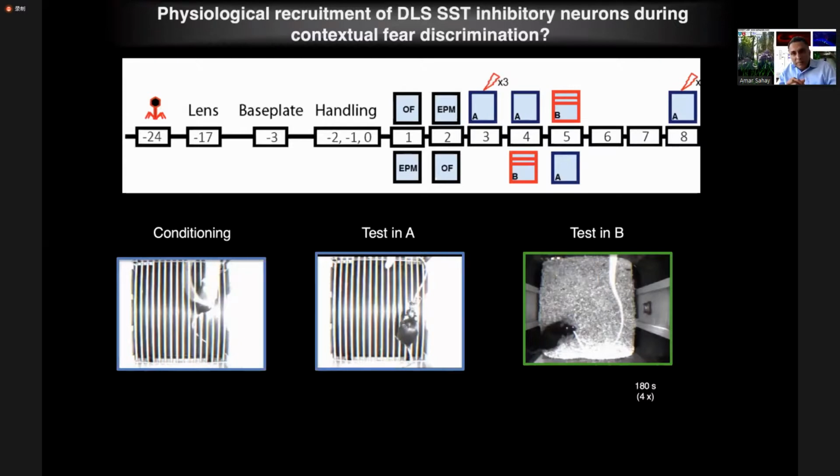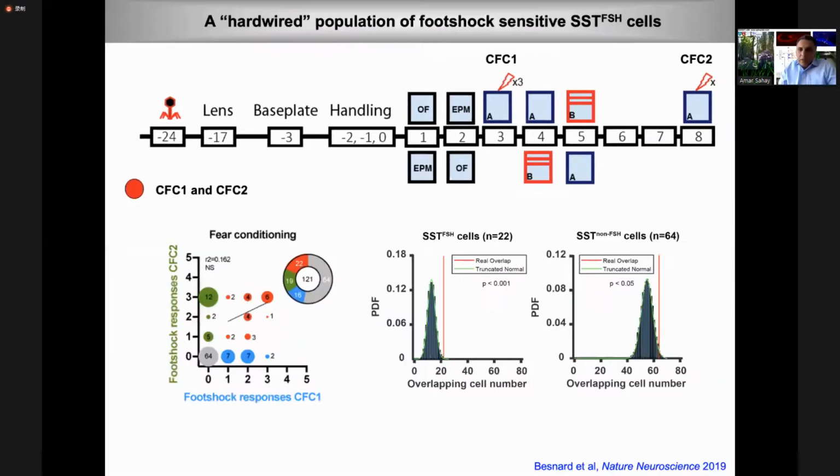So what did Antoine and colleagues find with a recording of calcium transients in these somatostatin cells during contextual fear learning and recall? What Antoine and colleagues found, to our surprise, is that there appears to be a stable population of somatostatin cells that are responsive to foot shock during contextual fear conditioning 1 and the second contextual fear conditioning episode, CFC2.